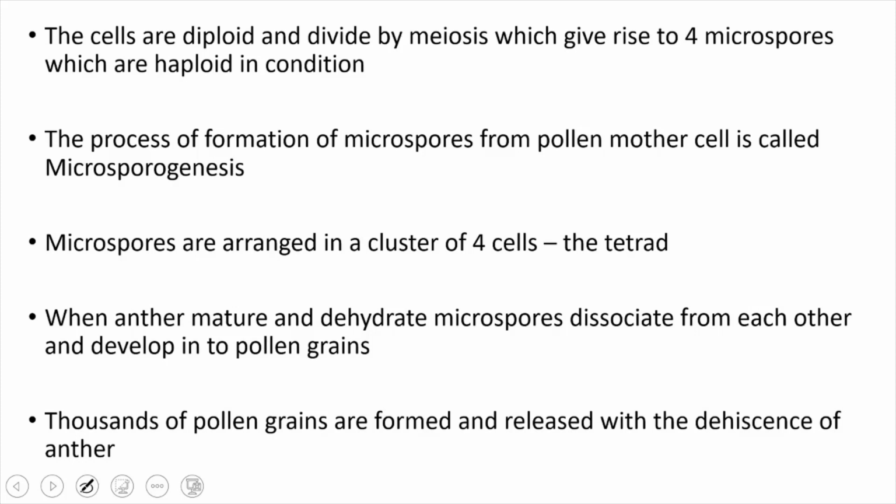The process of formation of microspores from pollen mother cells is called microsporogenesis. This will happen only when the anther is mature. The process of formation of microspores by the meiotic division of pollen mother cells is known as microsporogenesis. So when does microsporogenesis happen? When the anther is mature.